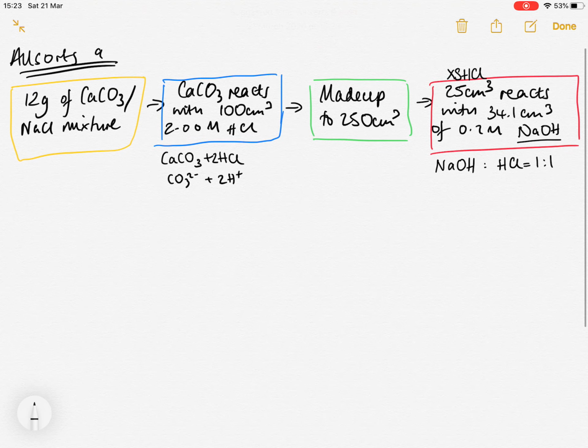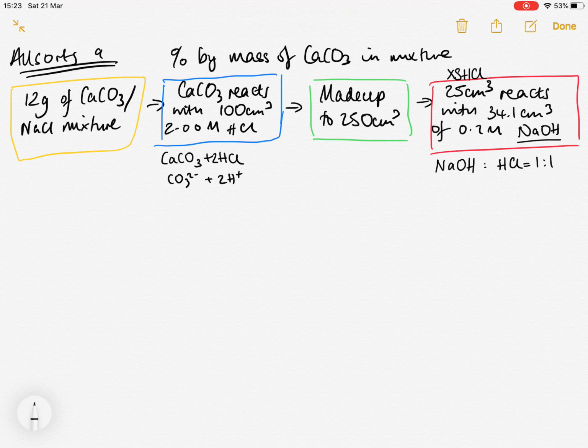Now they're asking us to calculate the percent by mass of calcium carbonate in the mixture. So what we're aiming to find with our mole calculation is the mass of calcium carbonate. That's what we're aiming for. So again, this is a true back titration. We'll be using 2 chemicals to react to begin with, using an excess of 1, and they're doing a secondary reaction to work out, going backwards, how much we had originally.